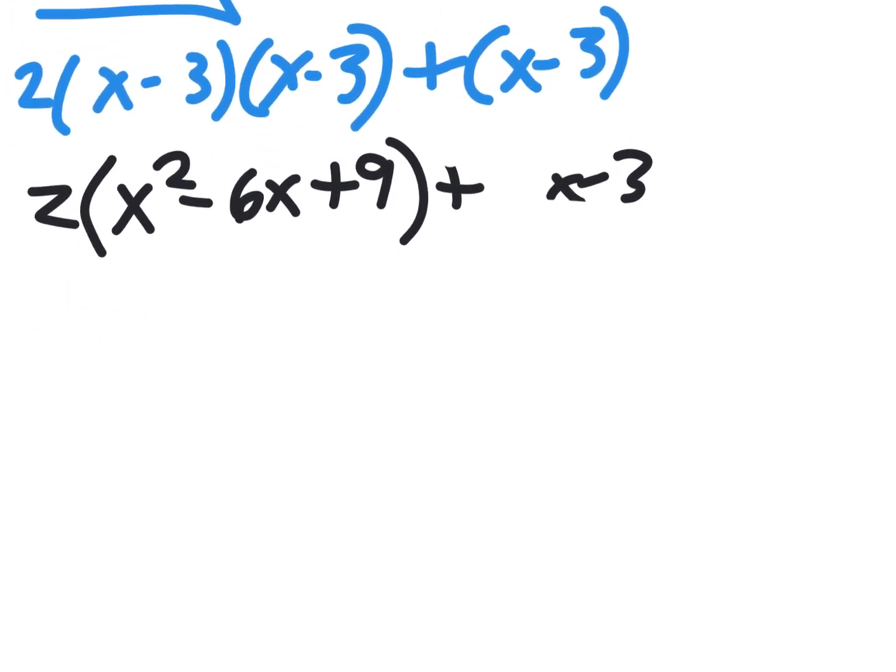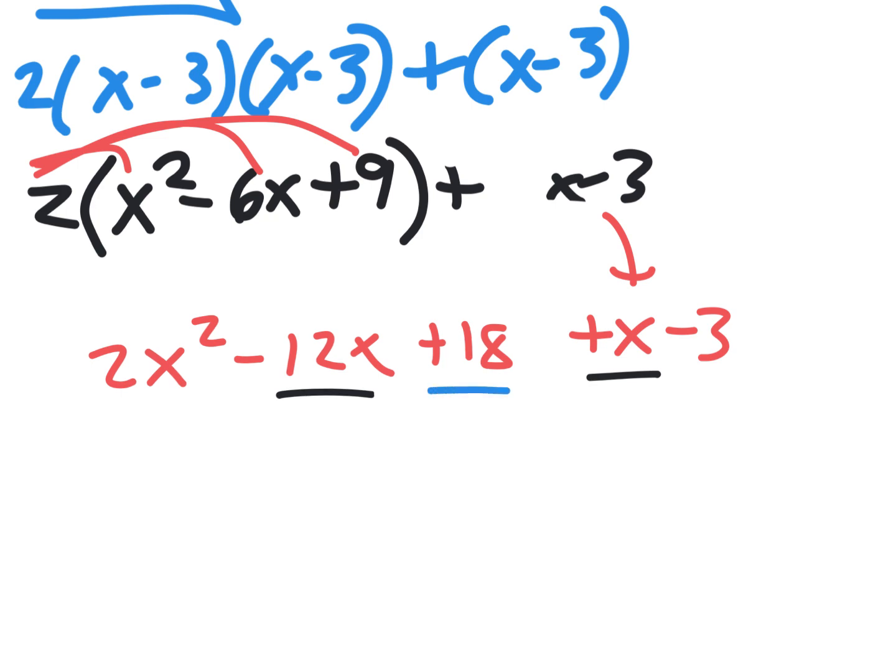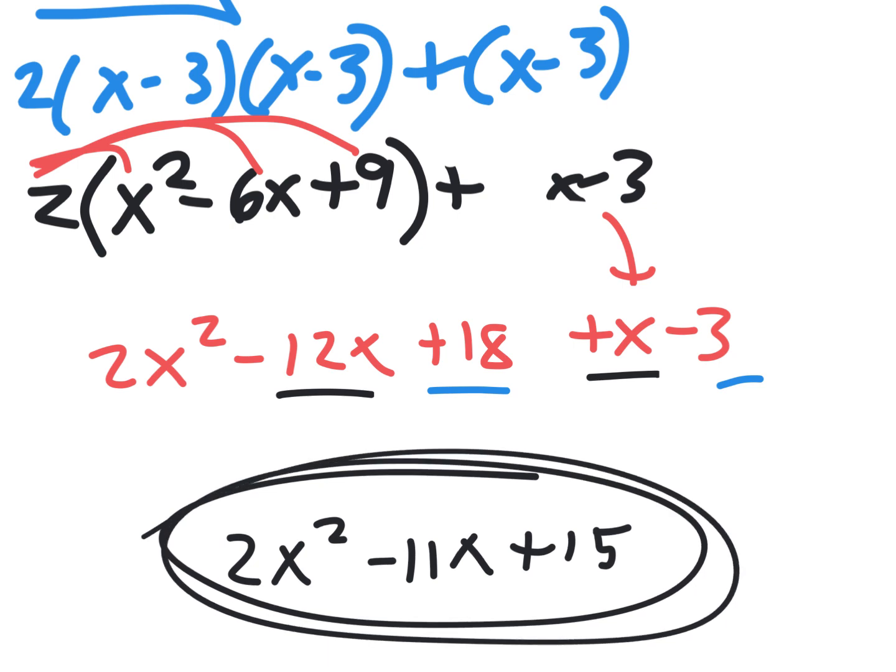So now it would just be 2x squared minus 12x plus 18. But then I have to remember to put plus x minus 3. Bring these down. Then these are like terms. Final answer, 2x squared minus 11x plus 15. There's your final answer.